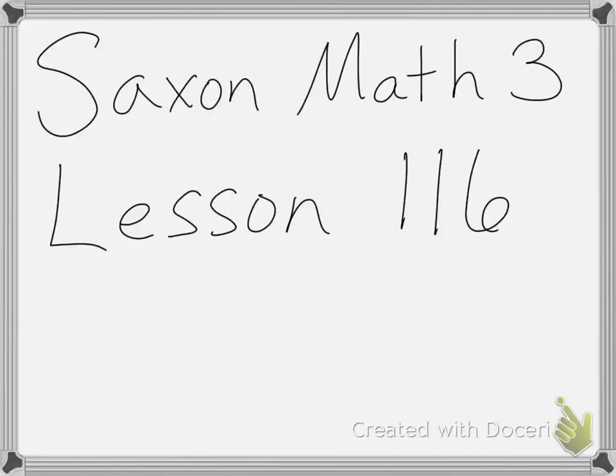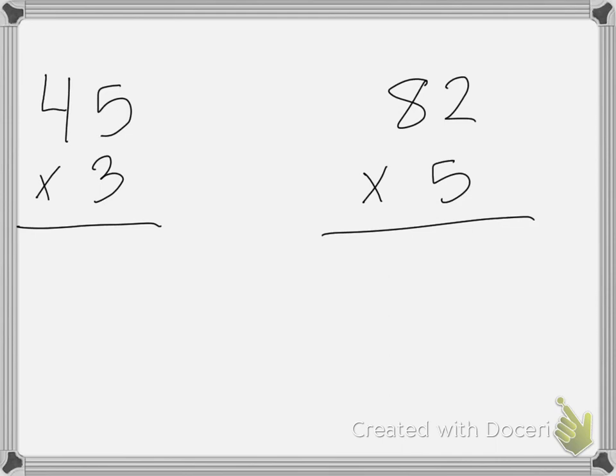Today's lesson is lesson 116, multiplying a single-digit number and a multi-digit number using the multiplication algorithm. Here I have two problems. I have 45 times 3 and 82 times 5. Some people multiply using the multiplication algorithm. This is how you multiply.